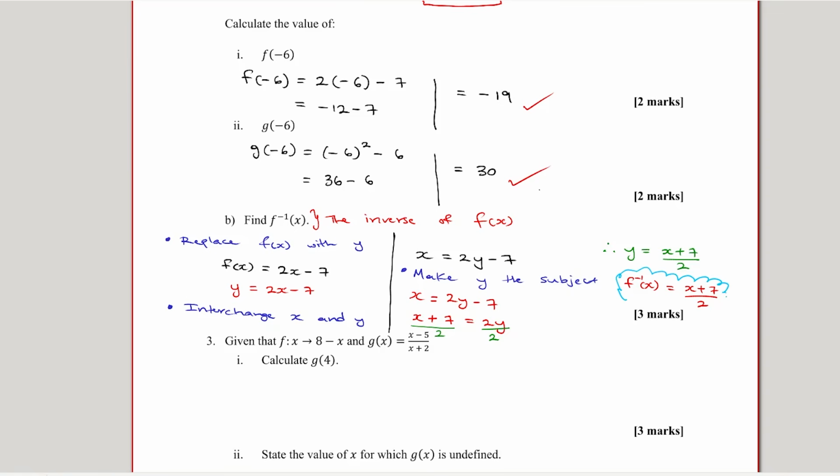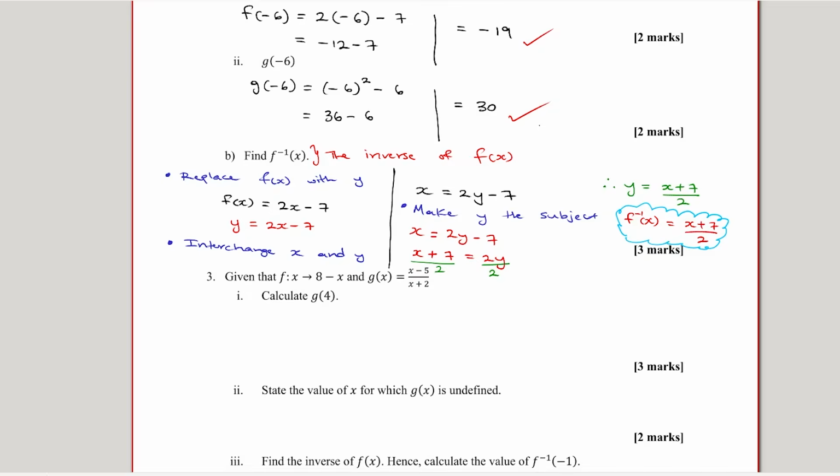So 3 simple steps. Step 1, replace f of x with y. Step 2, interchange x and y. Step 3, make y the subject. So you're just transposing to make y the subject. After you've made y the subject, you simply write that it's the inverse now. So all you need to do is to put f inverse of x, or whatever letter it is, g inverse of x, h inverse of x, and that's it.